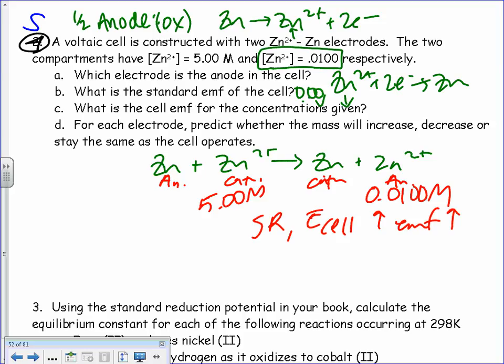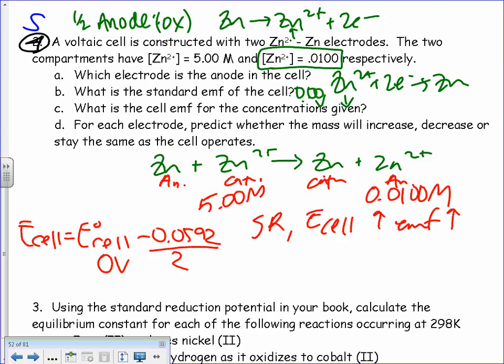So then what you would do here is plug it into your Nernst equation. E cell equals E naught cell. What is E naught cell for this one? 0 volts. Minus 0.0592 over n. What is n for this one? 2, because there is a 2 electron difference in the zinc half reaction. Times the log of, this is the point that matters, the zinc concentration over zinc concentration. Well, which is which? The concentration of zinc product is the anode one.